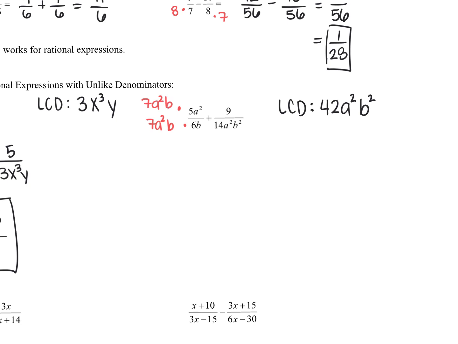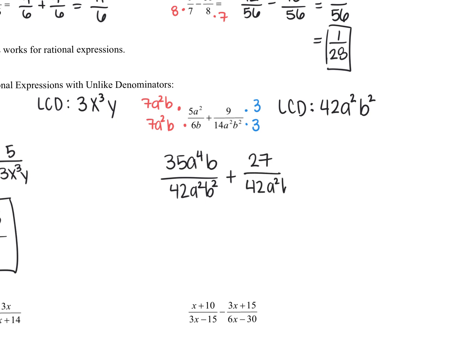For my second fraction, 14, in order for it to become 42, I multiply by 3, and it already has a squared b squared. So I just have to multiply the numerator by 3 as well. So 7 times 5 is going to be 35. A squared times a squared is a to the 4th, and then b, all over 42 a squared b squared, and then plus 9 times 3 is 27 over 42 a squared b squared.